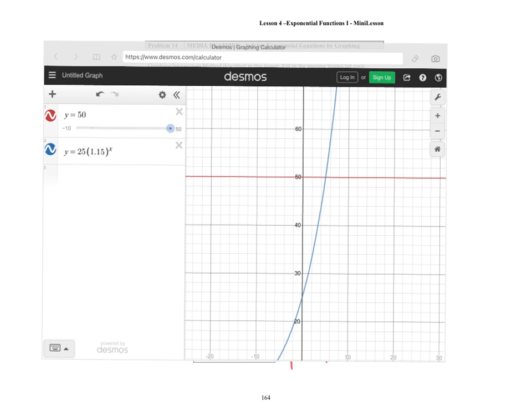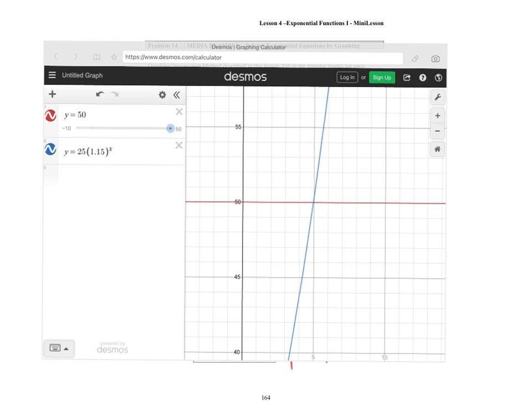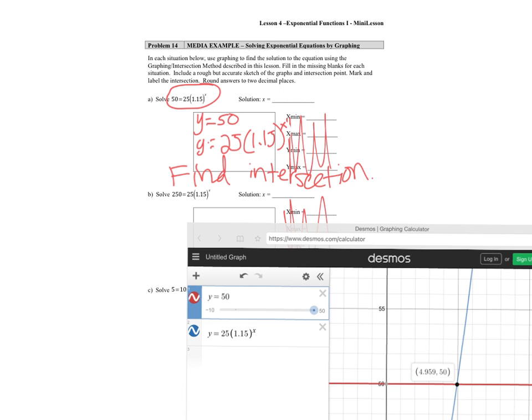So you see how I can see both lines, the red and the blue right here? And I want to find their point of intersection. So I'm going to touch that, and I'm going to see that they intersect at 4.959, comma 50. The part of that I'm worried about is the x, because when you're asked to solve an equation, you're finding the x. So our solution to this is 4.959. Now they tell us to round to 2 decimal places, so let's do that. 4.96, technically.